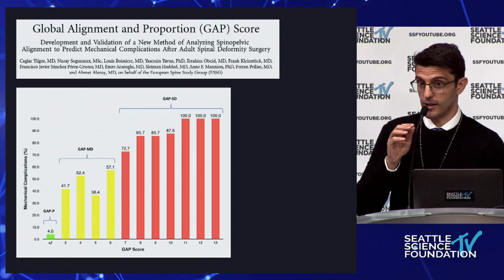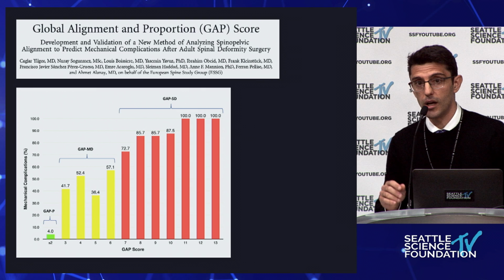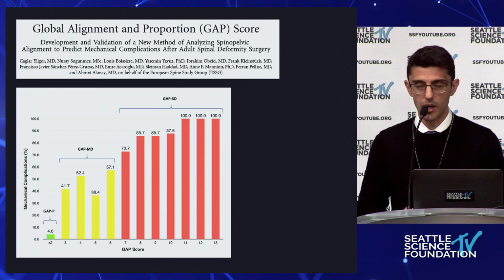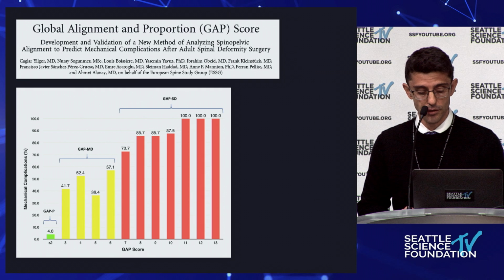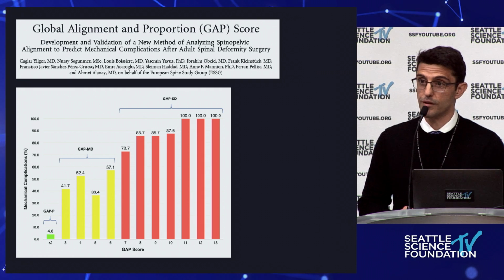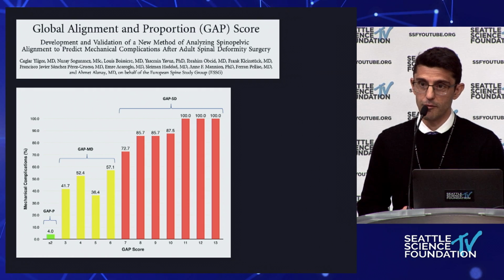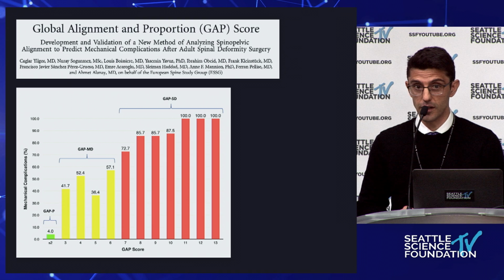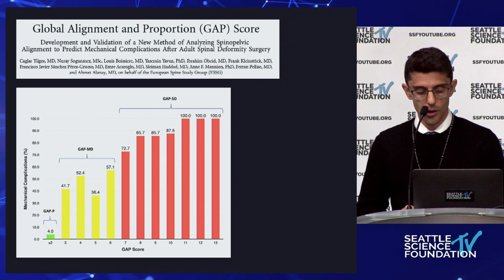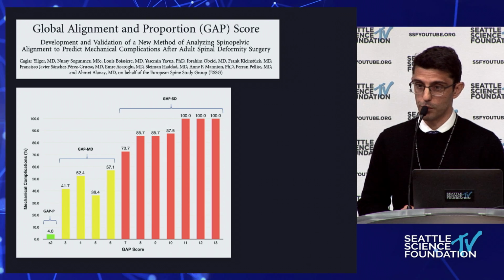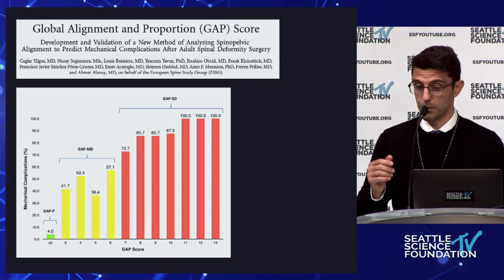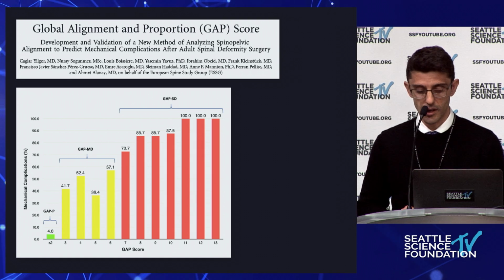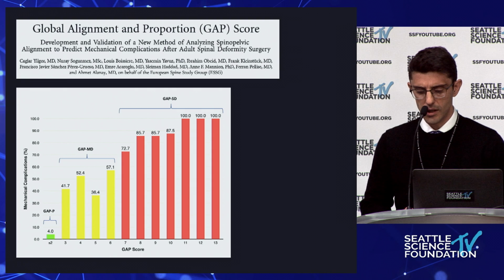They first demonstrated that these scores do correlate to mechanical complications, rod failures, and proximal junctional failures. You can see here those that are severely disproportioned, the red, have mechanical failures upwards of 70, even 100%, whereas those that have moderately disproportioned scores are 30 to 50%, and those that are proportioned have very, very low rates.